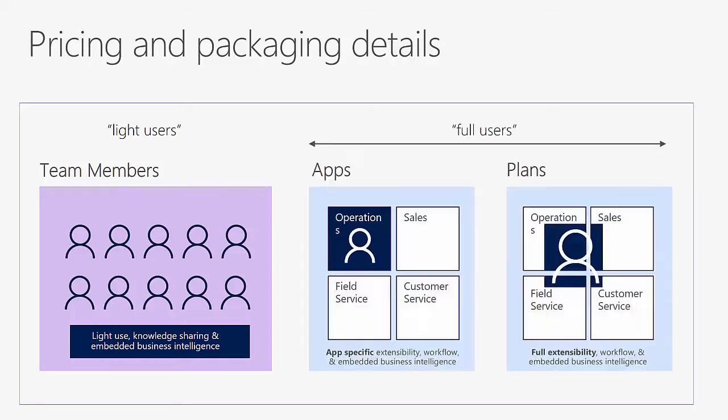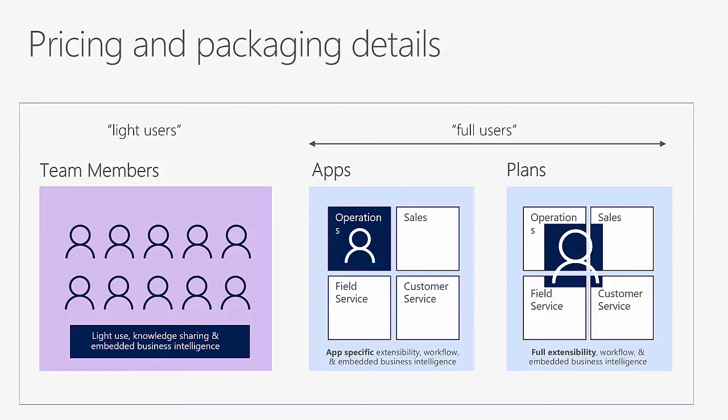The second category of users is full users. Full users are the users who leverage the majority of the business app's functionality. They have also been referred to as pros, power users, and so on. These users will be able to purchase in two ways. The first is using app-based licensing.